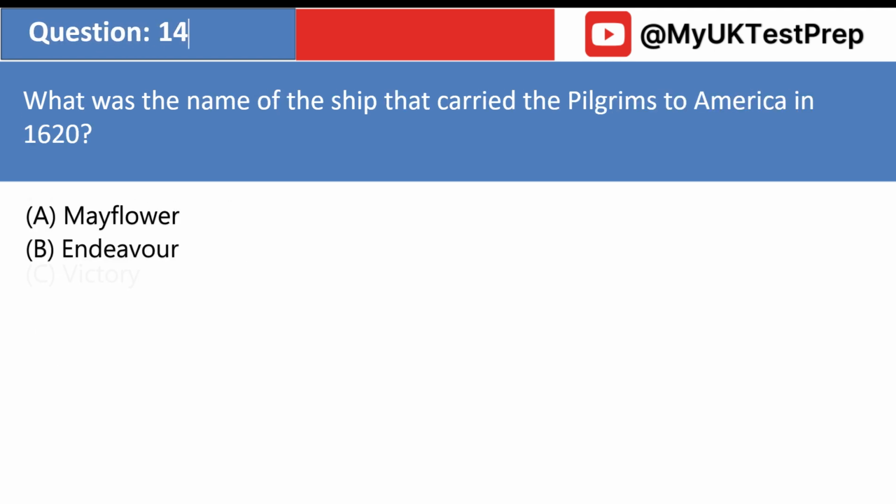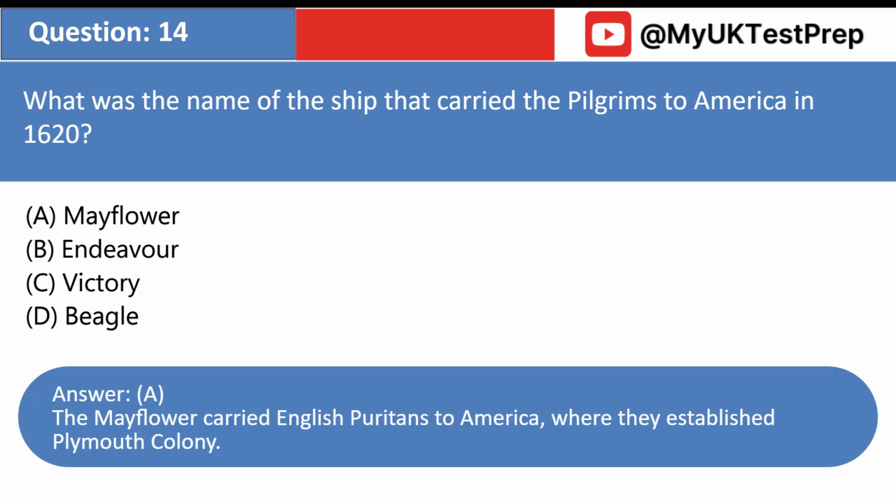What was the name of the ship that carried the Pilgrims to America in 1620? A. Mayflower. B. Endeavour. C. Victory. D. Beagle. Answer: A. The Mayflower carried English Puritans to America, where they established Plymouth Colony.